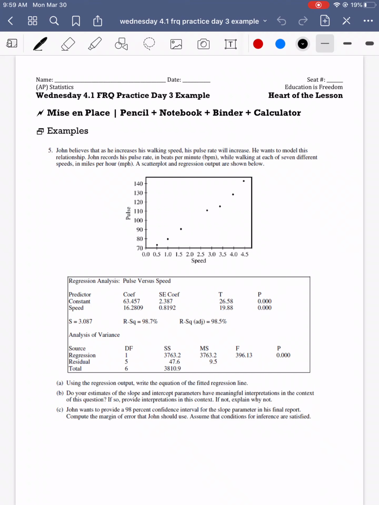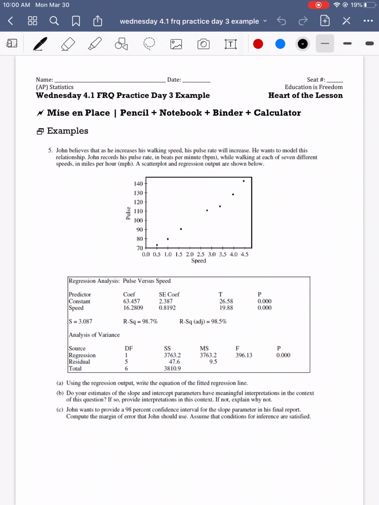Today we're going to continue our FRQ practice. This is an example from the same AP exam that we've been working through this week. This is question number 5, and let's just go ahead and jump right in.